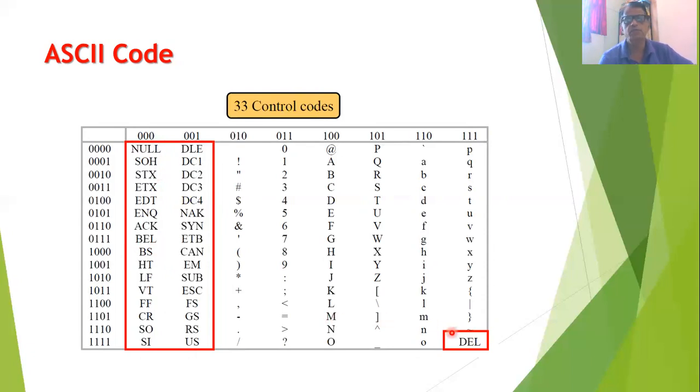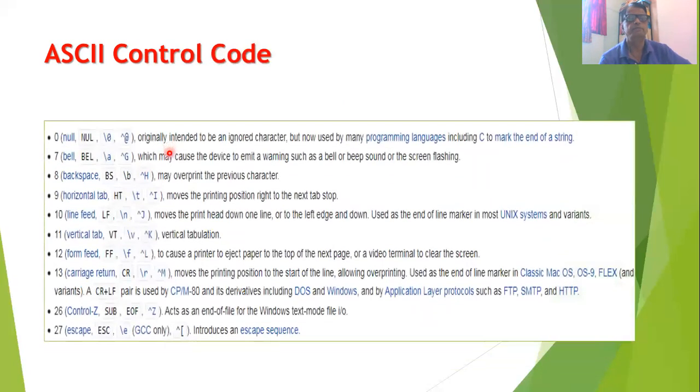Similarly, when we use delete, the ASCII code that is stored is 1111111. And you will find that for null, the ASCII code is 0000000. So the code for decimal 0 is different from the code for null. We will see some of the control codes in the next slide.